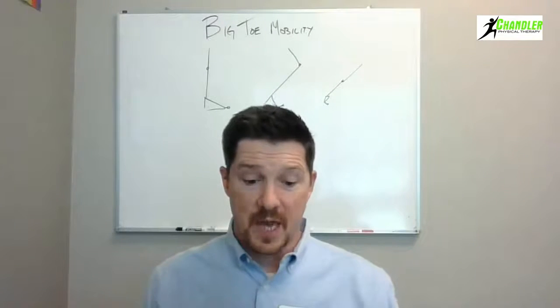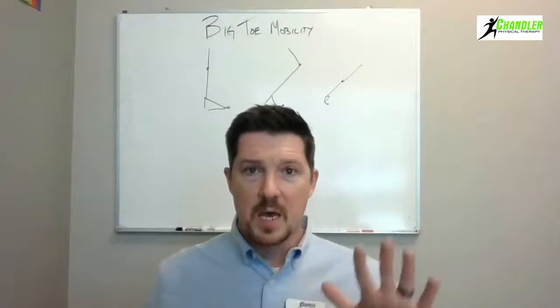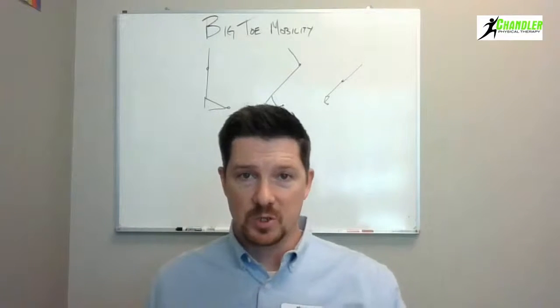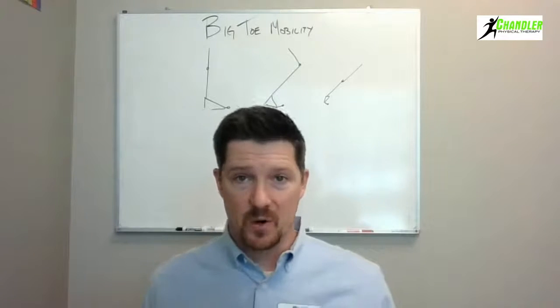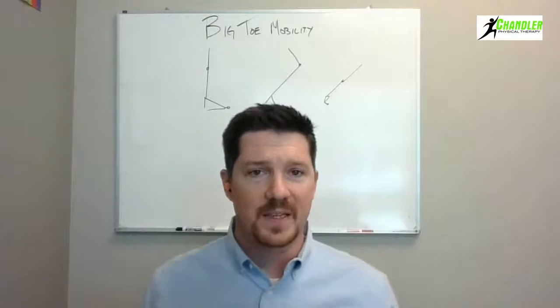And the big toe creates an anchor point for that pyramid, but it also creates a very, very important place where we can put pressure. Pressure can be accepted and we can explode off of that, creating propulsion. And if we don't have good big toe mobility, that's going to affect it.